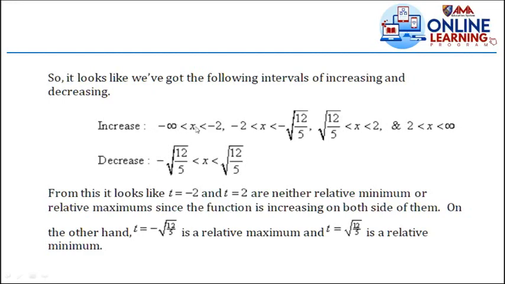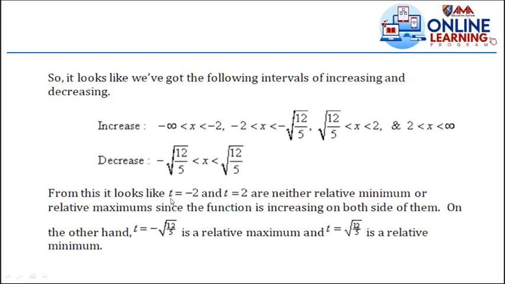So it is increasing if x is greater than negative infinity but less than negative 2, or x is greater than negative 2 but less than negative square root of 12 all over 5, or x is greater than square root of 12 all over 5 but less than 2, or x is greater than 2 but less than positive infinity. The decreasing area is x greater than negative square root of 12 all over 5 but less than positive square root of 12 all over 5.